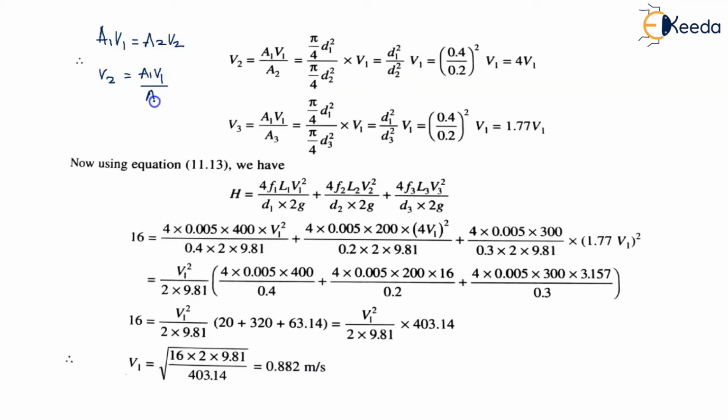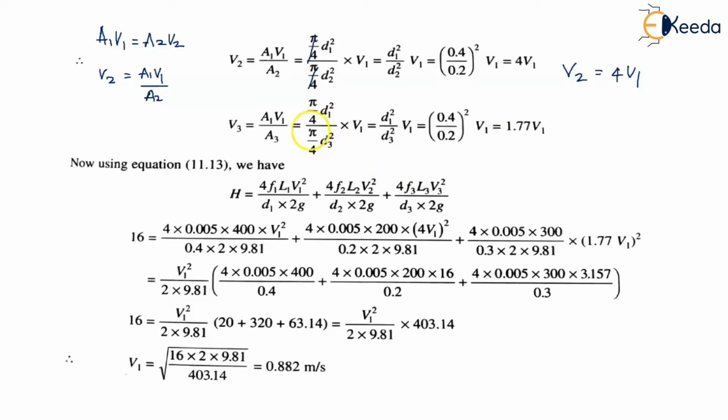Now we have area for A1 also and for A2 also as diameters are given. So now pi by 4 D1 square upon pi by 4 D2 square into V1. This pi by 4 and this pi by 4 gets cancelled. So we are left with D1 square upon D2 square into V1. So we get the relation as V2 is equal to 4V1.